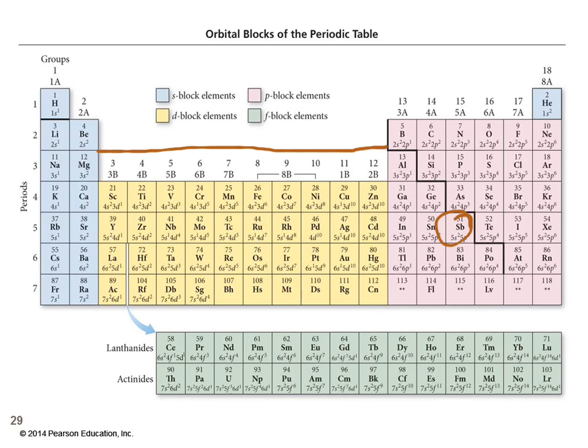So whichever way makes more sense to you, go with that. But I like the periodic table. Why are there different configurations in the D block?